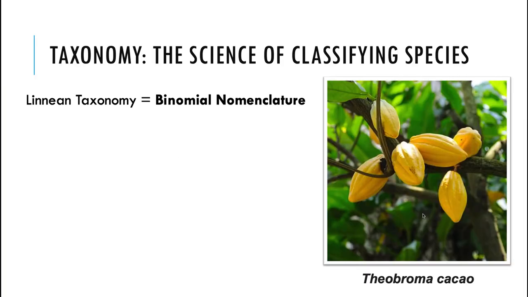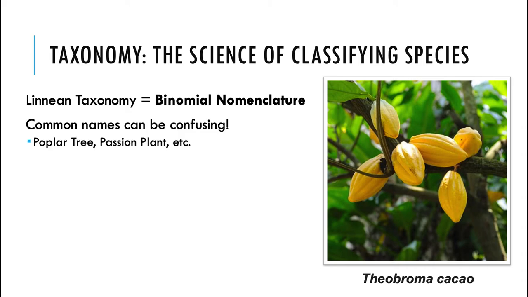So back to the taxonomy. You need to know that all organisms have what's called a binomial name, or the binomial nomenclature, right? So common names are super confusing. We don't do common names ever.